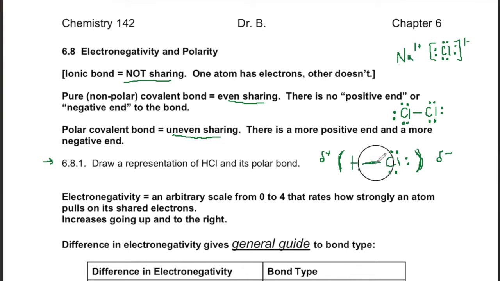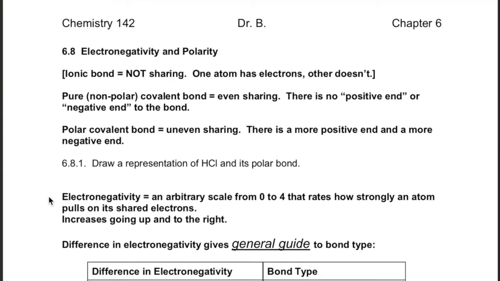A lot of times we could draw this with an arrow to show which direction the electrons are being pulled, and maybe with a little plus at the opposite end to notice that this end is where the electrons are missing, this end is where the electrons are being pulled, and so this arrow is commonly how you would denote a polar bond. How do we know that chlorine is pulling on the electrons more than hydrogen?